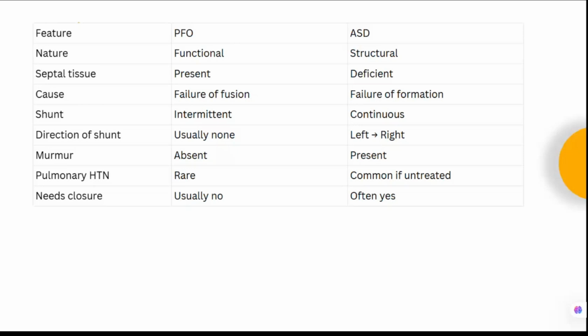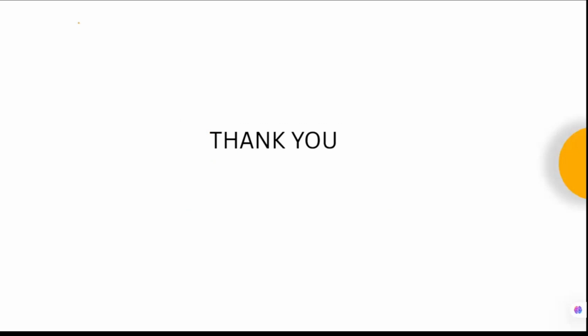Direction of the shunt, generally at rest there is no shunt, but in ASD there is a left to right shunt. Murmur is absent in PFO, while in ASD you get a murmur. Pulmonary hypertension is not seen with PFO. It is common if not treated in ASD, and PFO will not require a closure, while ASD will require a closure. Okay, so that finishes the development of the cardiovascular system.